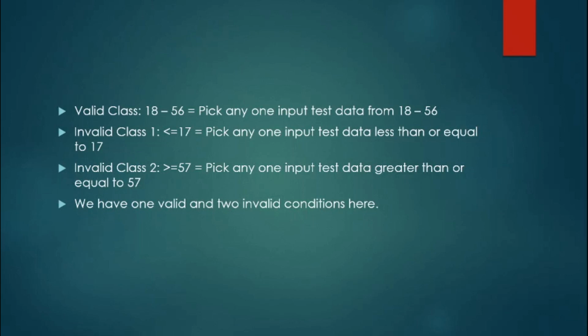Now for the invalid class, if I'm picking a number less than or equal to 17, then it's an invalid test case and an invalid class. Anything you pick which is less than or equal to 17 will be your invalid test case. Another class is if you pick anything greater than or equal to 57, then also it will be an invalid class, and your test case is definitely going to fail here. Also, you can see that we have one valid and two invalid classes or conditions here.